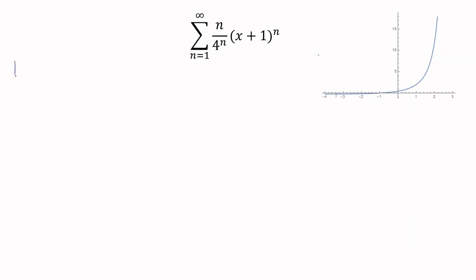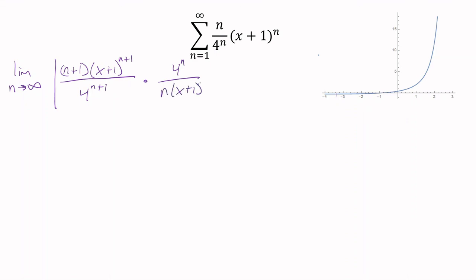So I'm going to do the ratio test. Limit as n goes to infinity of, so I'm going to get (n plus 1)(x plus 1) to the n plus 1 over 4 to the n plus 1 times, so keep, change, flip, this, 4 to the n over n times (x plus 1) to the n. Okay, let's do some cancellation if we can find it. Cancel, cancel, that'll leave a 4 down here. Cancel, cancel, that'll leave an x plus 1 up here.